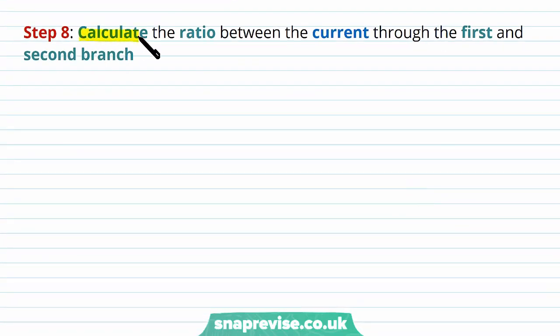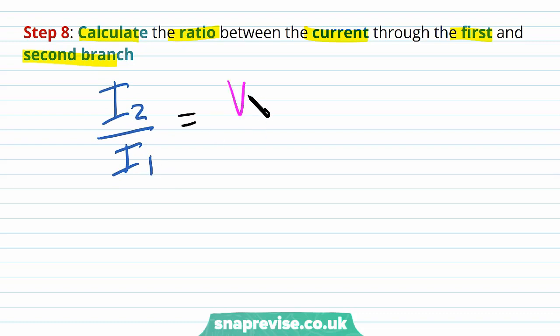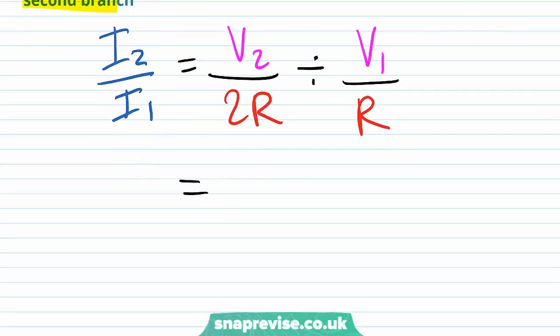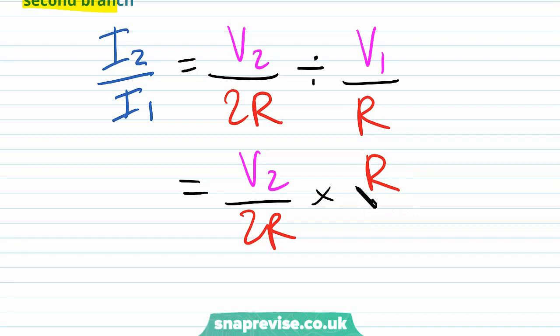Our eighth step is to calculate the ratio between the current through the first and second branch. So we're going to do I2 divided by I1. So we said I2 was equal to V2 divided by 2R, and then we're dividing this by I1, which we said was V1 divided by R. So when we divide one fraction by another, we make sure to multiply the first fraction by the reciprocal of the second. So what we're doing here is V2 over 2R multiplied by R divided by V1.